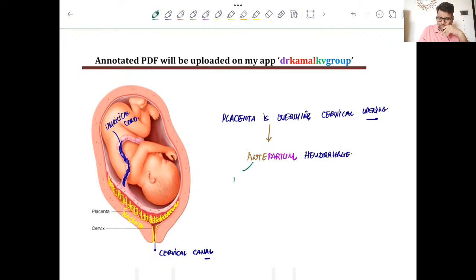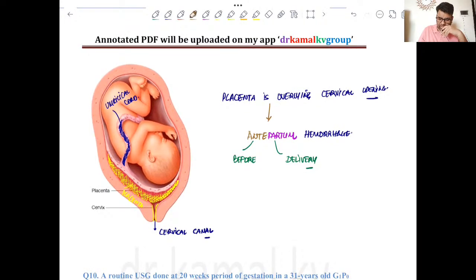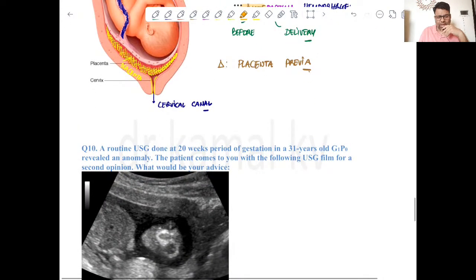Anti means before, partum means delivery. So a pregnant lady can have bleeding just because of this abnormal location of the placenta, right? So, and yes, this condition is placenta previa, right? So this is placenta previa, where the placenta is overlying the cervical os or cervical canal, and the complication which can come out because of this abnormal arrangement is antepartum hemorrhage. Clear? So this is how you can easily identify this.